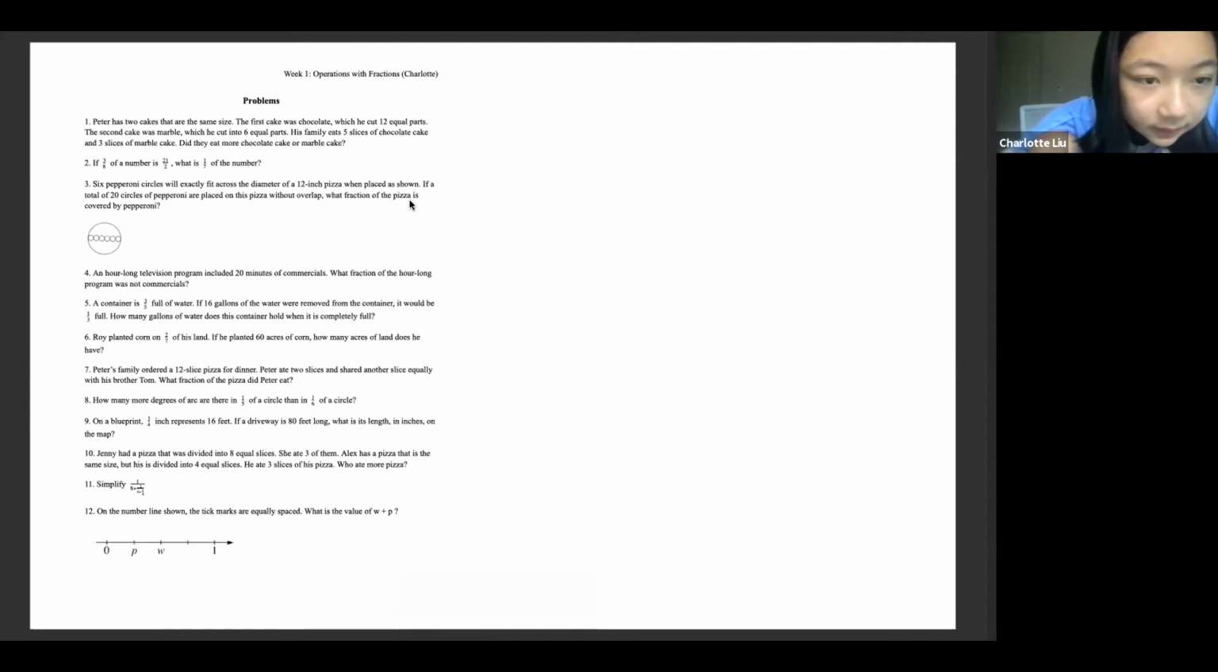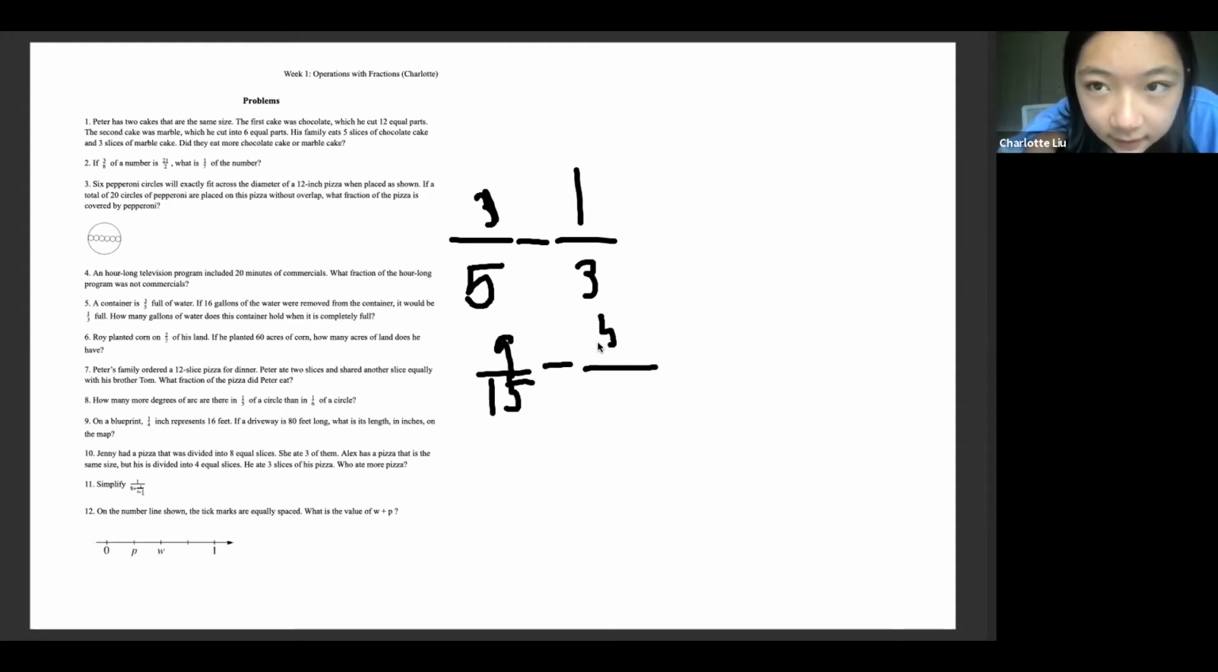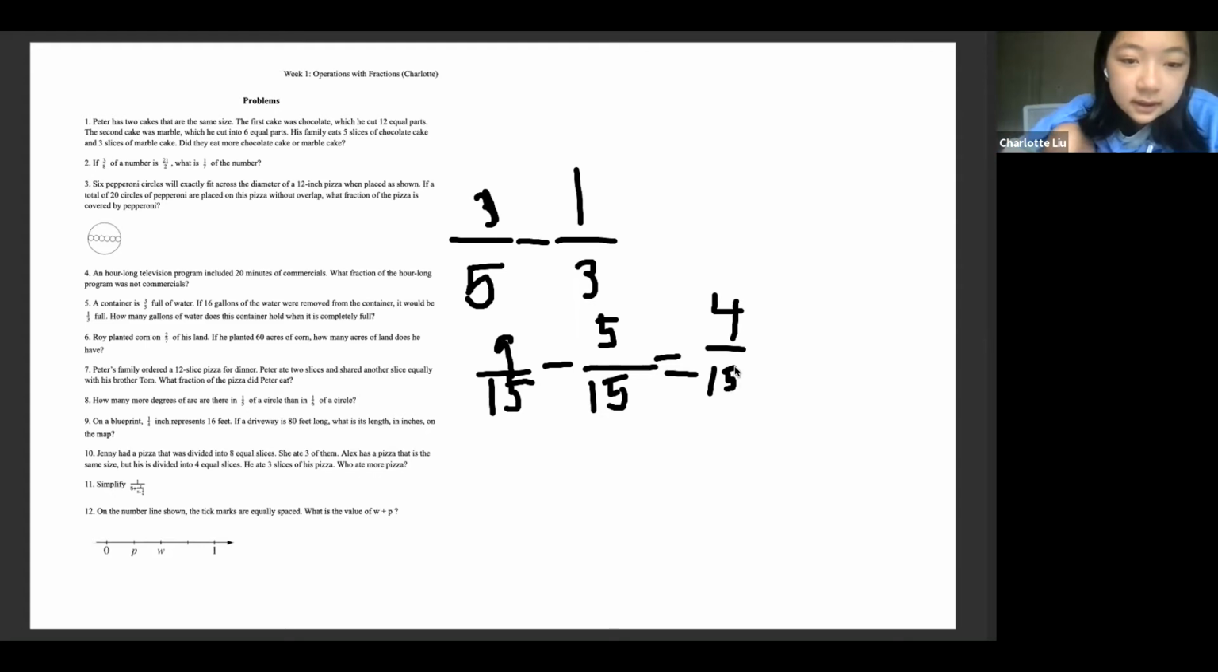So if you remove 16 gallons, it would be 1/3. So 16 gallons would be equal to 3/5 minus 1/3, because that would be the amount that would be removed. So 3/5 minus 1/3, you have to first have a common denominator, which will be 15. Multiply the numerator by 3 also, you get 9, minus 5 over 15, which equals 4/15, which means you removed 4/15 of the amount of water in there.